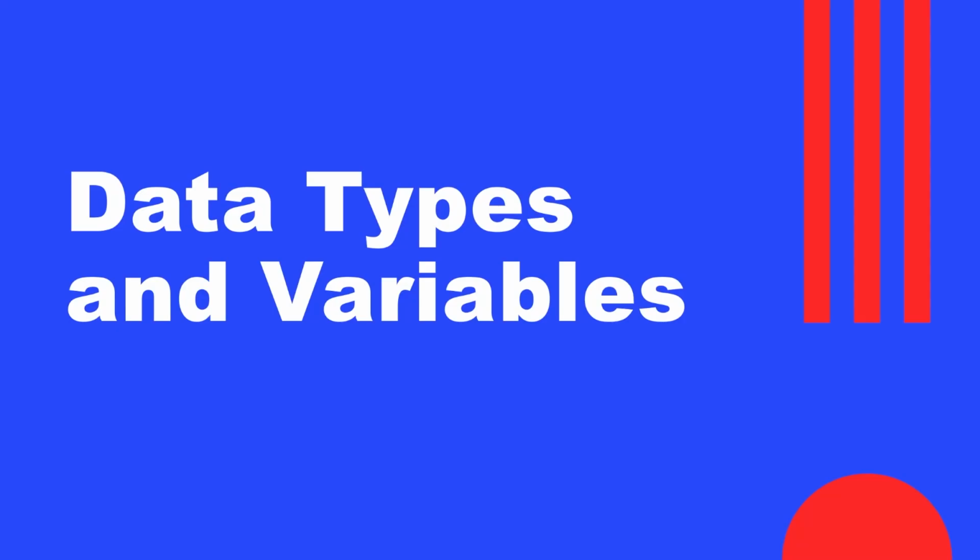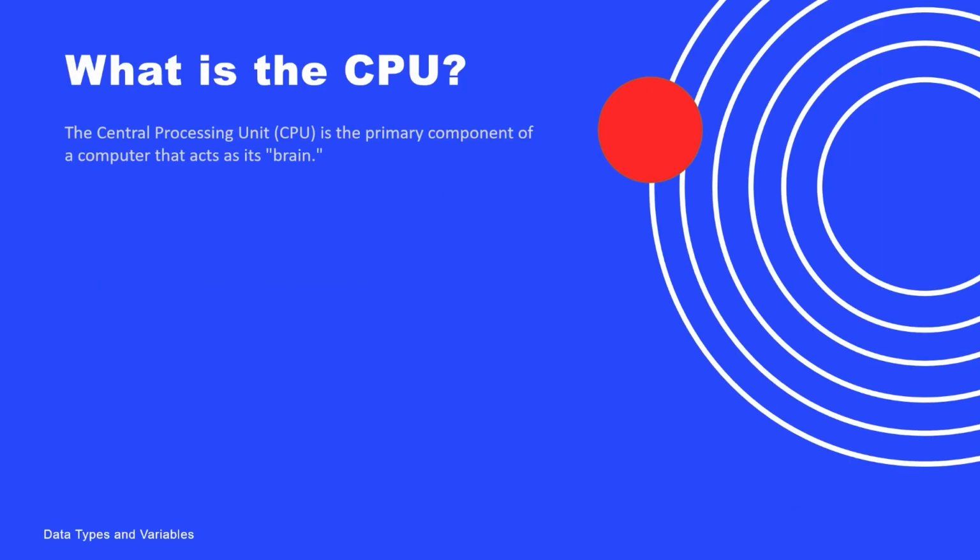In this section of the course, we'll dive deep and understand exactly what data types are and what variables are. But to do this, we need to understand first how computers work and how they run our applications. The centerpiece of our computer and running our application is the CPU, or the central processing unit, also called the microprocessor or just a processor. And you can think about it as being the brain of the computer.